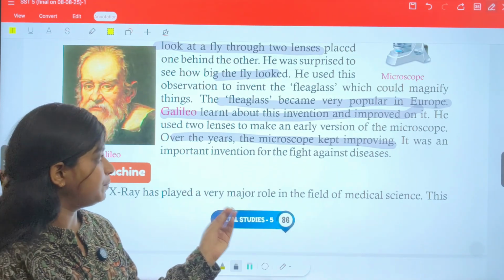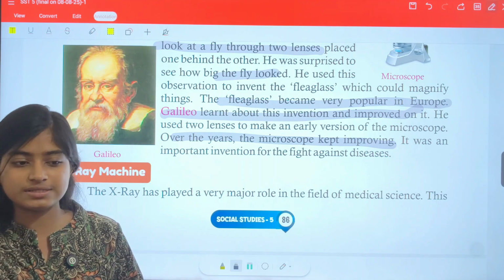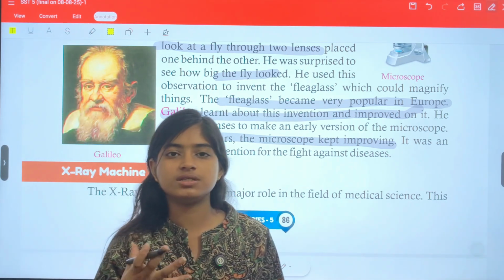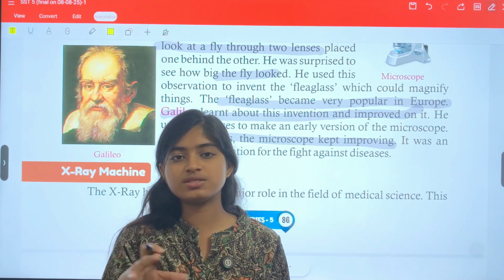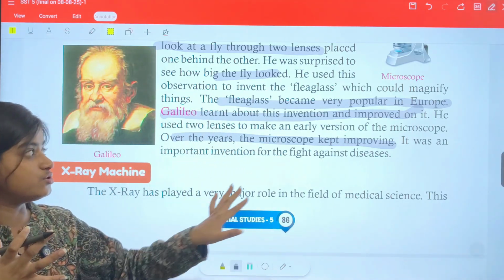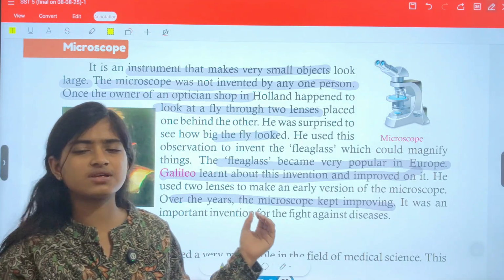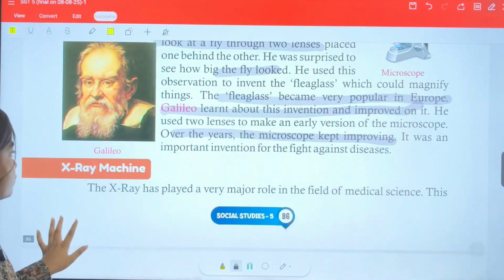It was an important invention for the fight against diseases, because this is an instrument through which you can magnify things. You can magnify so many atoms. This led to the discovery of many atoms and molecules. A lot of things were discovered with the help of the microscope.